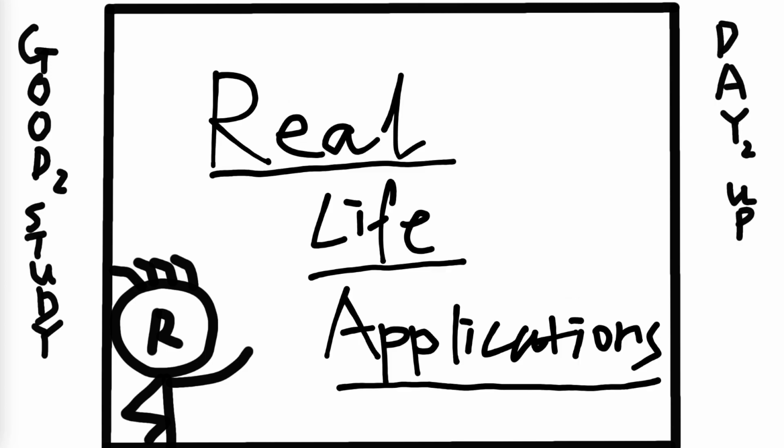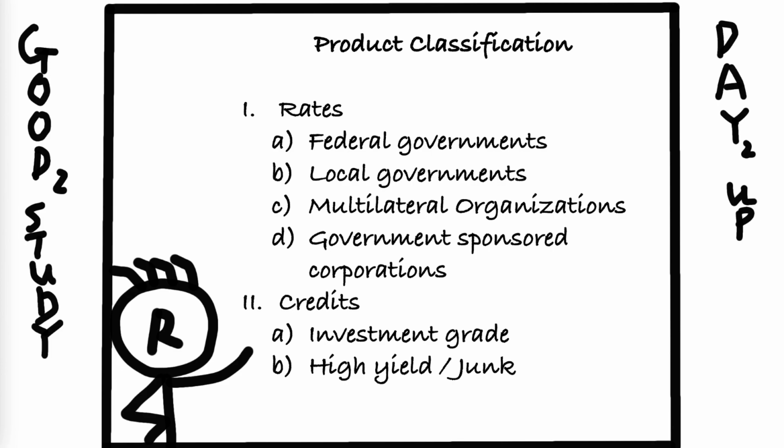So, what does a bond look like in real life? There are typically two types of bond products: rates and credit. Rates are bond issued by federal governments, local governments, multilateral organizations, or government-sponsored corporations. These issuers have the lowest default risks in the spectrum because they're backed by the government. Credits are bonds issued by private corporations. Based on the issuer's credit rating, it can be divided into two subcategories: investment grade and high yield. Investment grade are safer than high yield, so we can expect a lower yield from investment grade bonds.